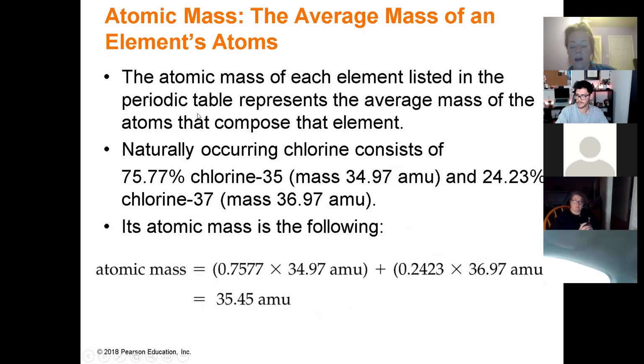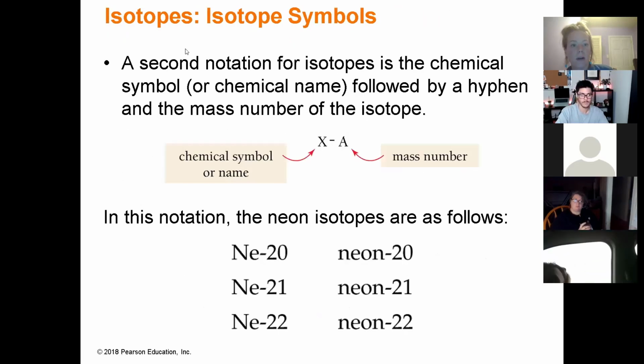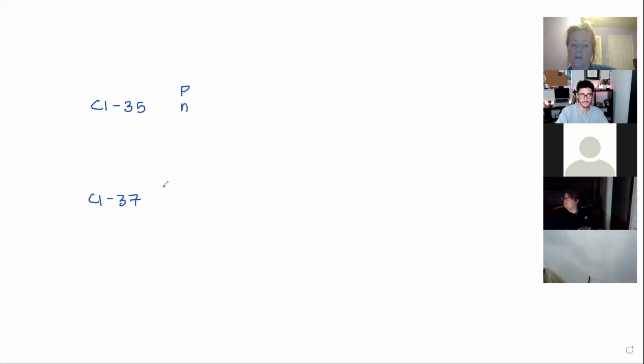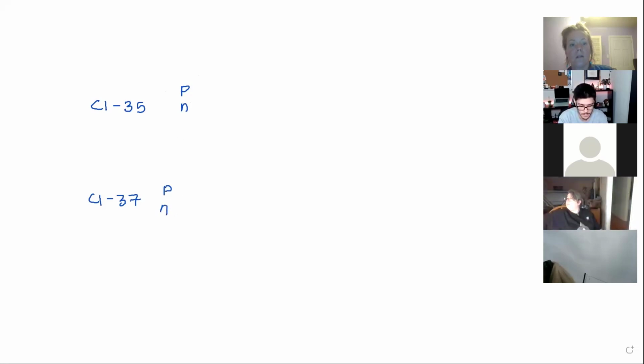Okay, got that. I'm going to write a couple isotopes out for you, and I want you to tell me how many protons and how many neutrons are there. Let's do chlorine 35 and chlorine 37. I want you to tell me the protons and the neutrons for each of these. I'll give you like a minute, it shouldn't take too long.